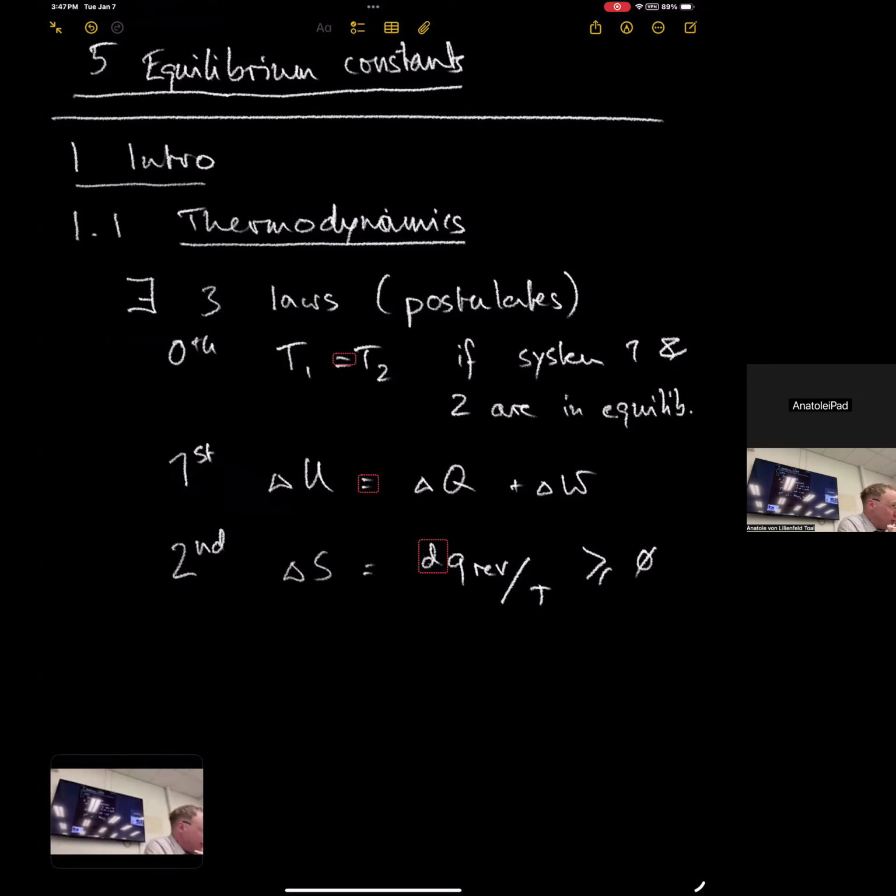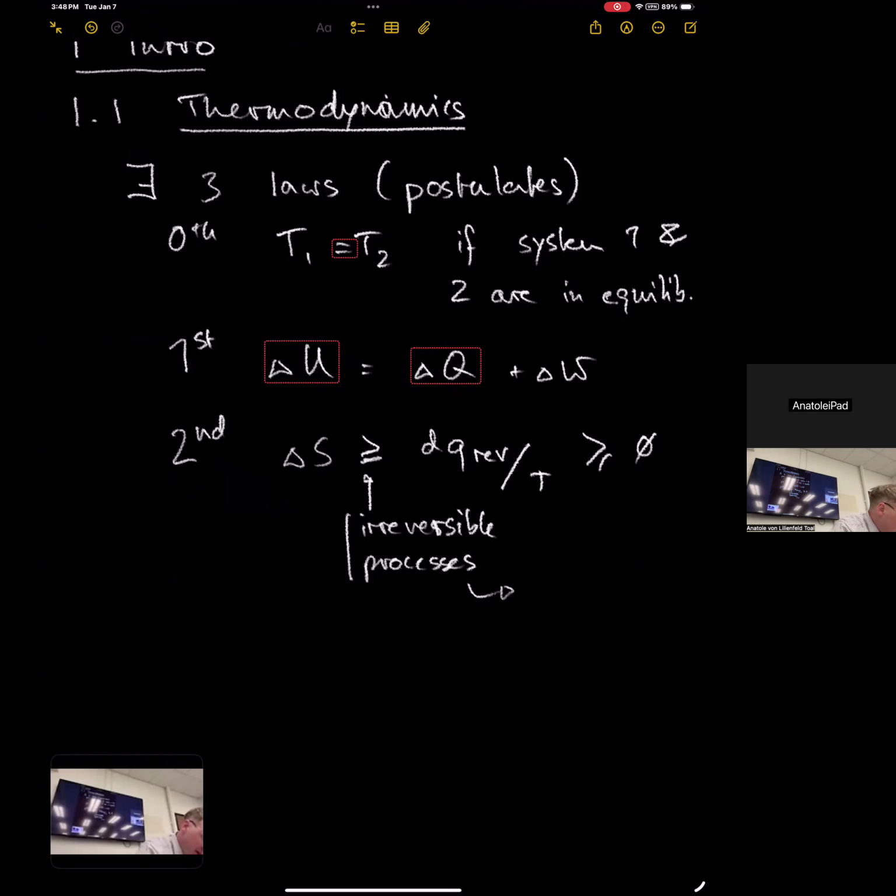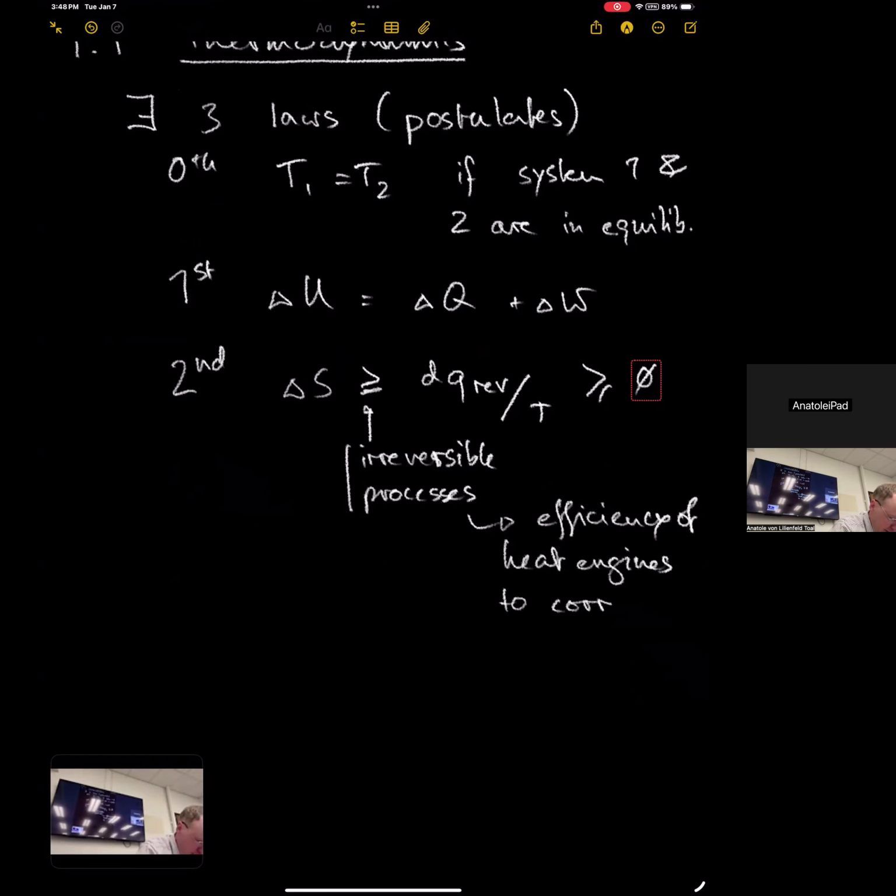We also have irreversible processes. That's why you have this inequality. It should be an inequality. And I hope you did this in your thermodynamics course. This results in the efficiency of heat engines to correspond to what Carnot derived. Did you do this in your thermodynamics course? Okay, great.